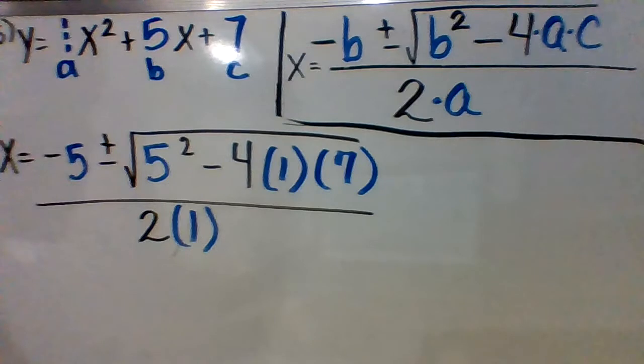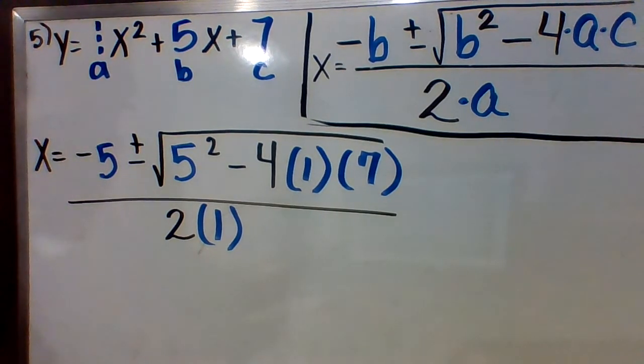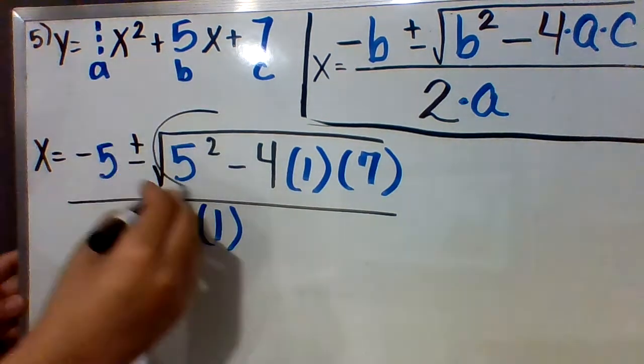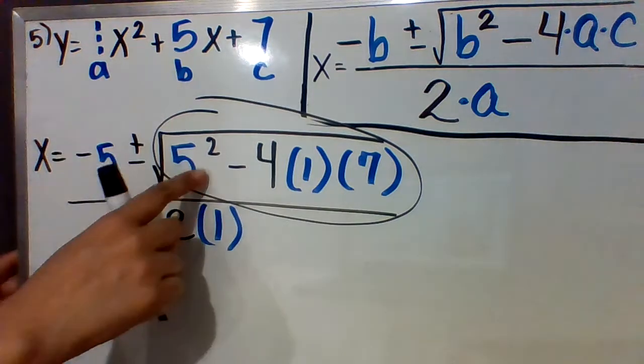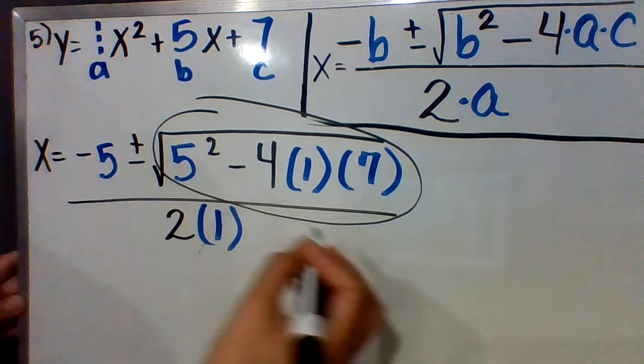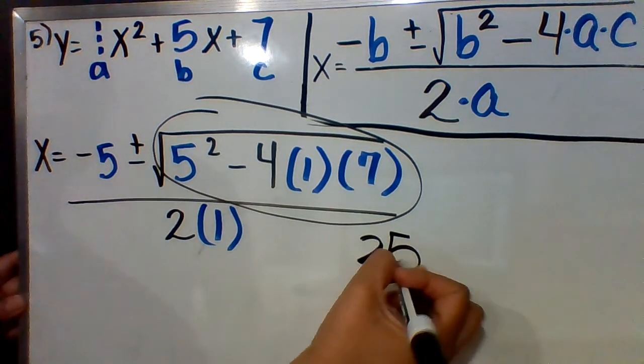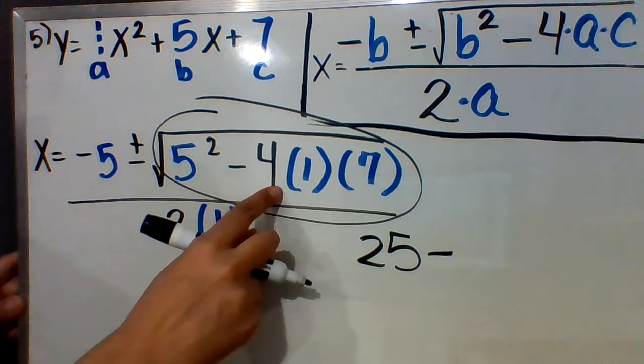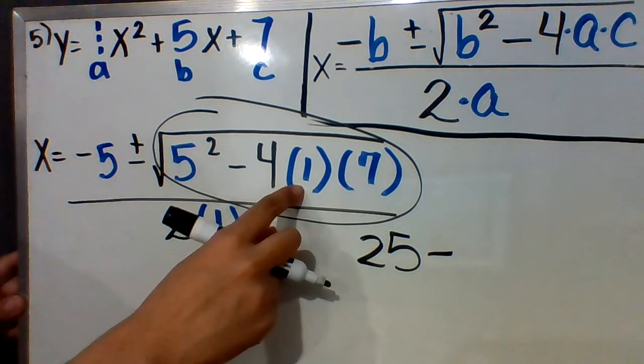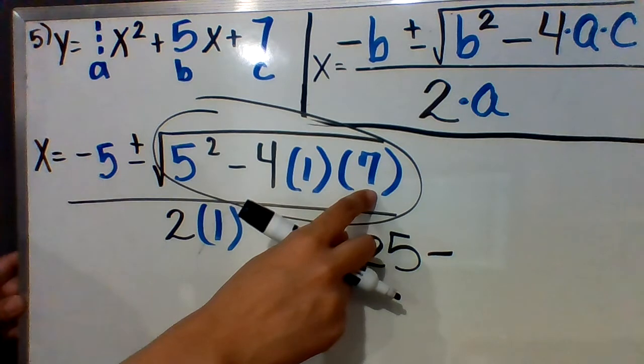All right, this is problem number 5, our last one. I went ahead and identified A, B, and C and plugged it into our formula, the quadratic formula, so we are ready to go. As always, we're going to work on the square root first. 5 to the second power, 5 times 5 is 25. Minus 4 times 1 is 4. 4 times 7 is 28.